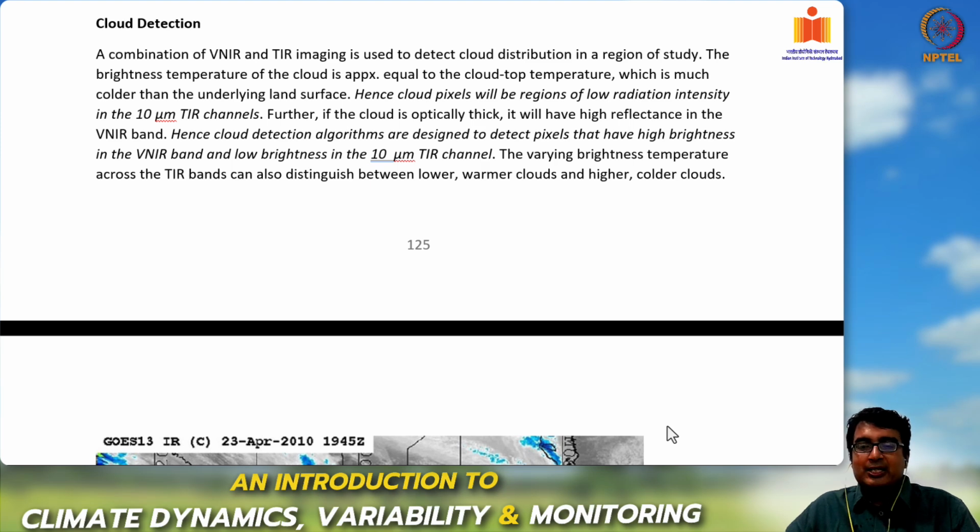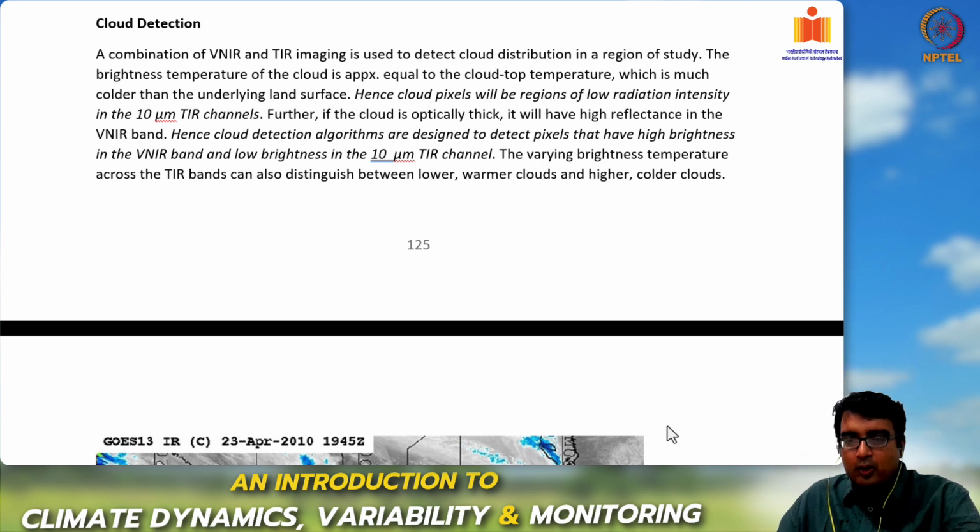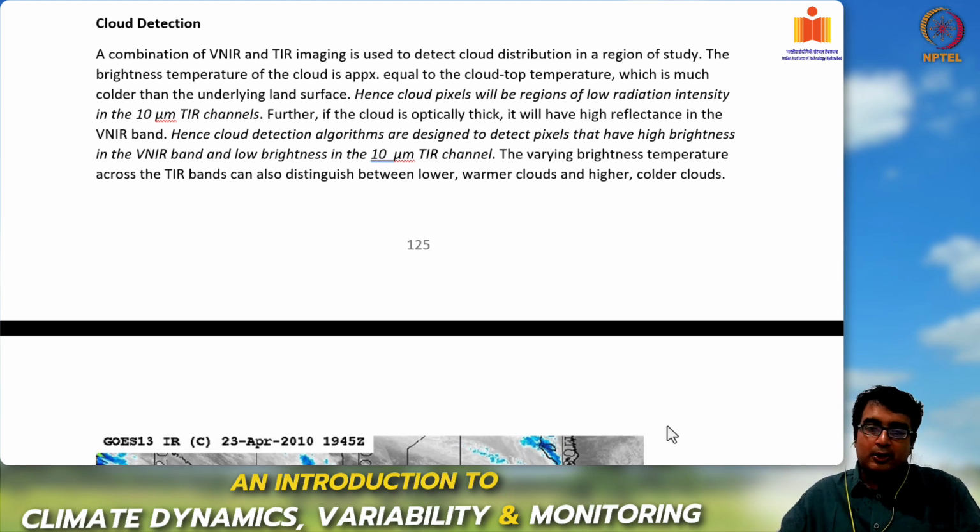And in the previous class, we looked at thermal infrared imaging systems and how they can be used to evaluate the land and sea surface temperatures. We will look at another application of TIR imaging, particularly for cloud detection. Now, we have said that VNIR images can detect clouds as well. In fact, in most remote sensing systems, a combination of VNIR and TIR images is used to detect cloud distribution in a region of study.